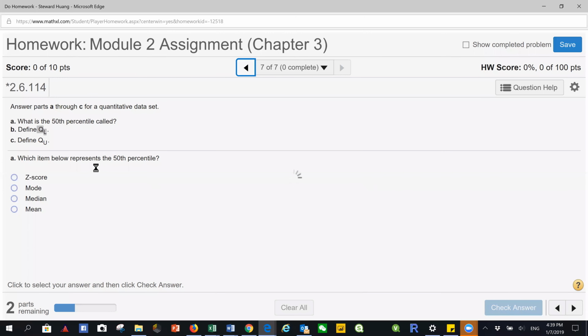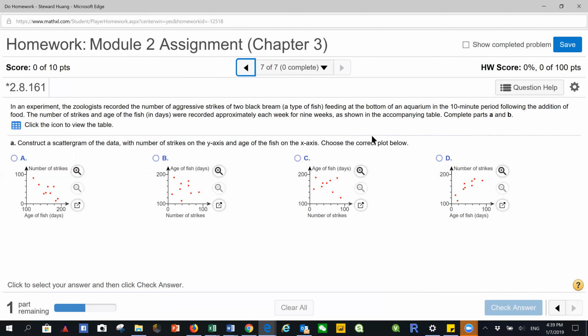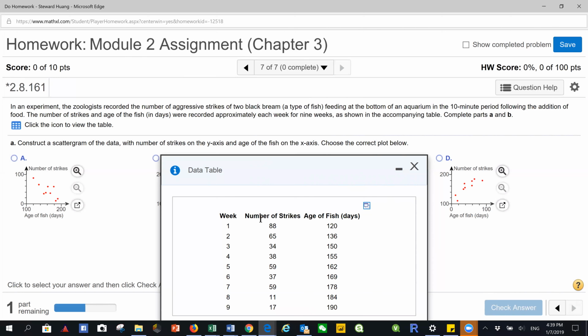Not difficult. All right, this is for a scattergram. Let's look at the table. Obviously you have number of strikes and age of fish. The more the number of strikes, the more the fish is probably older, or vice versa. You have to look at the data. This is an experiment. Anyway, there's a relationship between these two data sets.